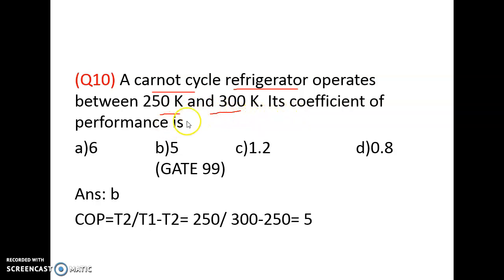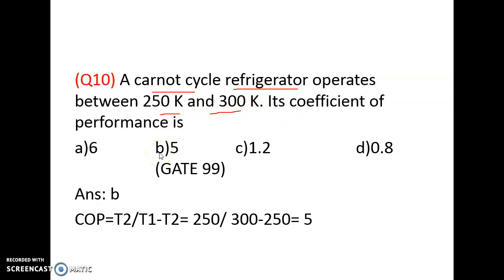Its coefficient of performance is, for a Carnot refrigerator, Q2 by Q1 minus Q2. If it is a Carnot refrigerator, it is T2 by T1 minus T2. It operates between 250 and 300. T2 is 250 and T1, the source temperature, is higher. So 250 by 300 minus 250, which is 250 by 50, equal to 5. So the COP of the refrigerator, the coefficient of performance, is 5.